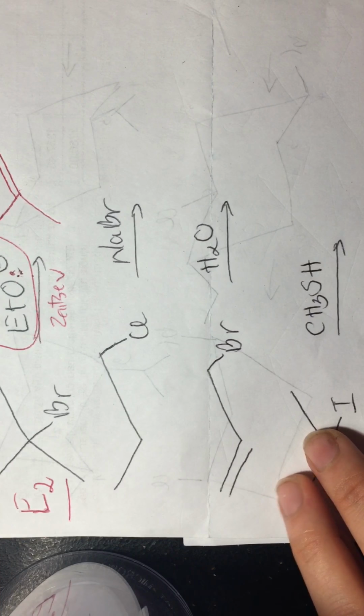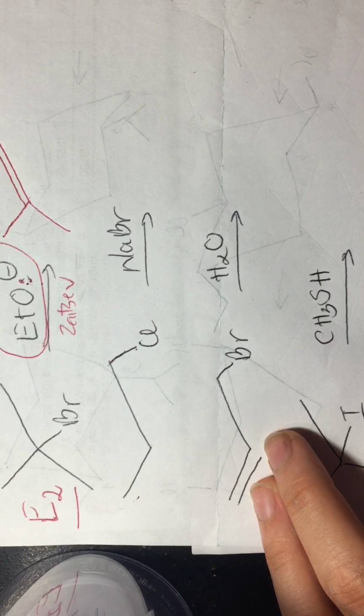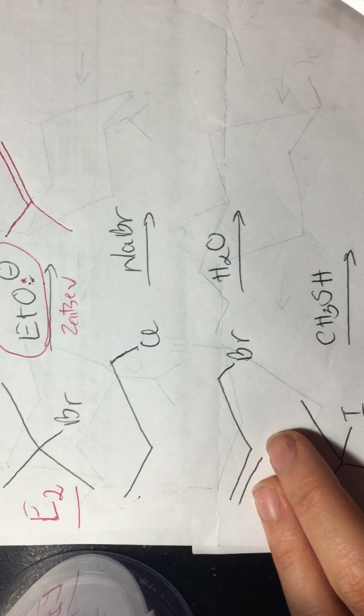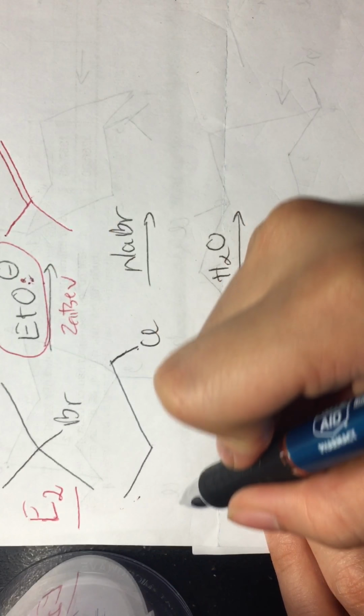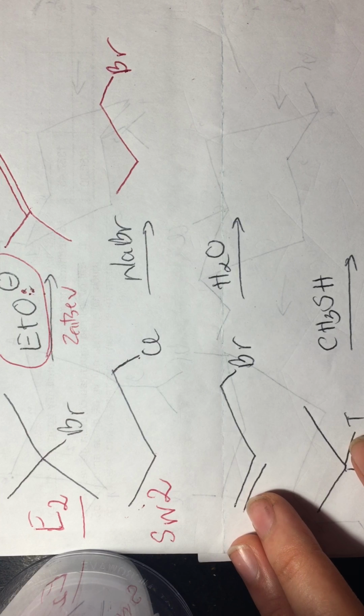In this case, we have NaBr. Bromide is a strong nucleophile and a weak base. So it can do either SN2 or SN1. However, if we look at the substrate, we have a primary alkyl halide. So this only favors SN2 reaction. Remember that primary alkyl halide always favors SN2 reaction, never favors SN1 reaction. So in this case, we have an SN2 reaction, and this is our product.